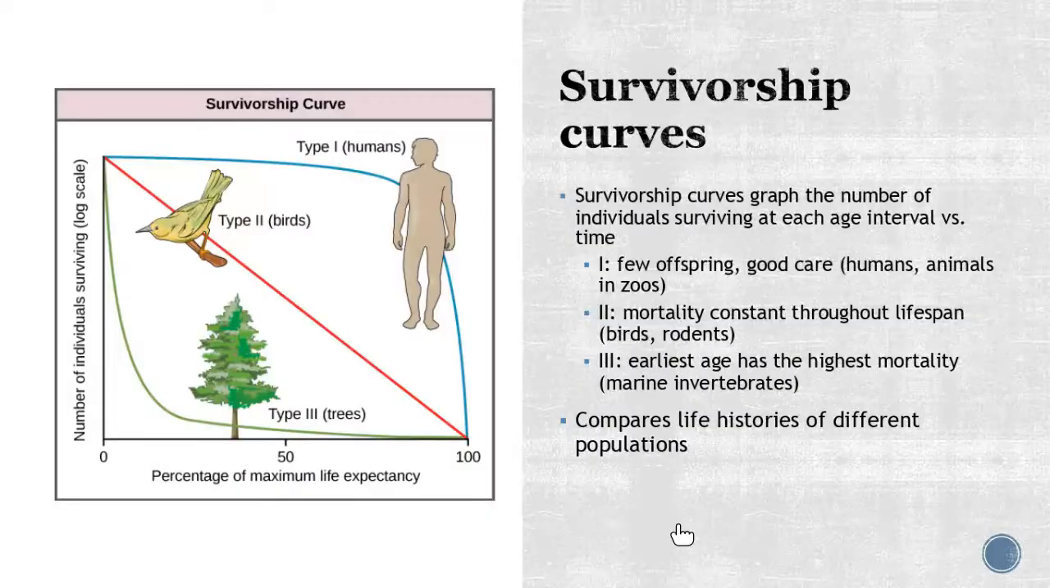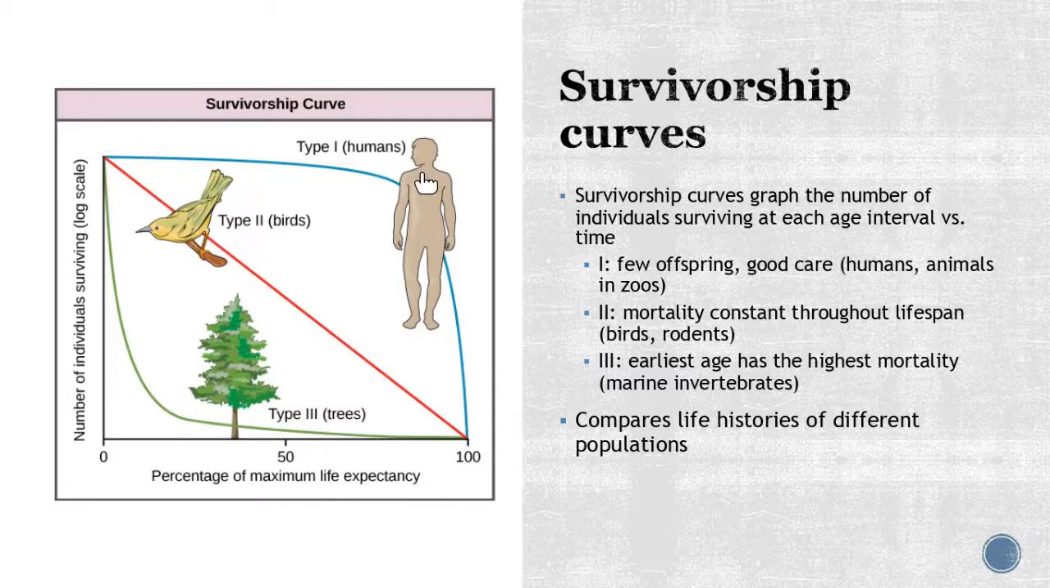And the book does talk a little bit about survivorship curves in this section, and I just want to introduce those 3 different curves that you might see. Now, basically, the curve that you're looking at is the number of individuals surviving, on a log scale, against the maximum life expectancy. What they looked at with different populations is that they see three different types of curves, and they group them into type 1, type 2, or type 3.